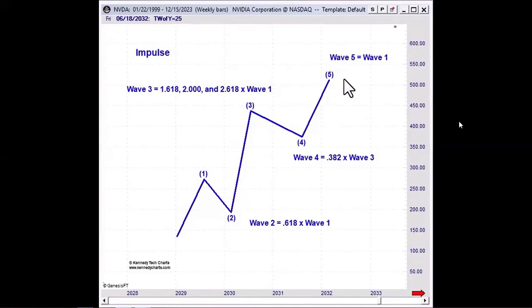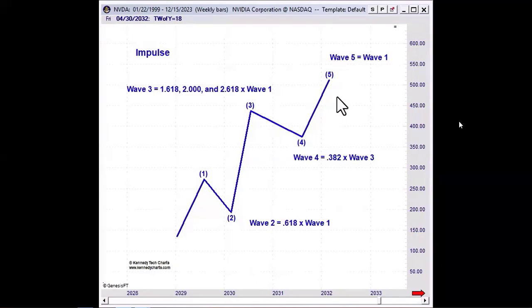One of the guidelines which governs the development of impulse waves is the guideline of wave equality, which simply states that in a 5-wave move, 2 waves tend toward equality and 1 wave will be extended. Again, in the equity market or the indices, whenever you have an impulse wave, wave 3 is typically going to be your longest wave. And when that occurs, we tend to look for wave 1 and wave 5 to be proportional, equal in length.